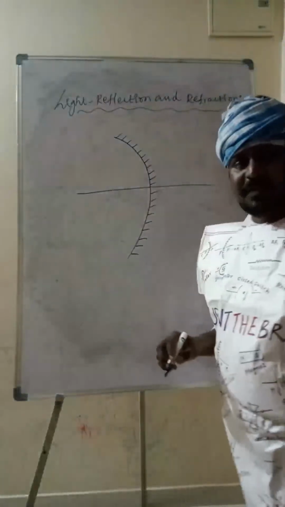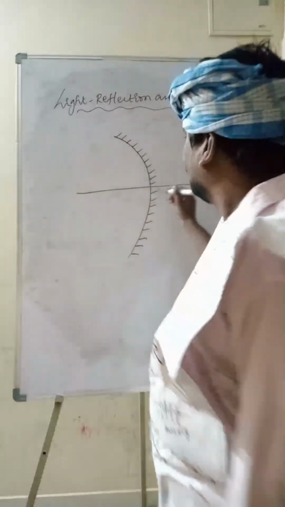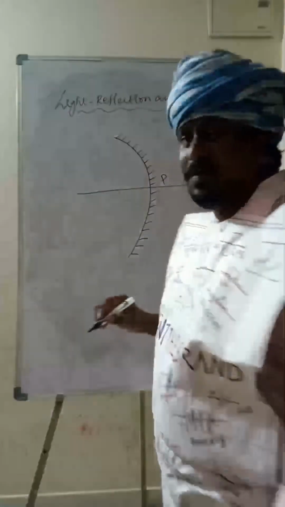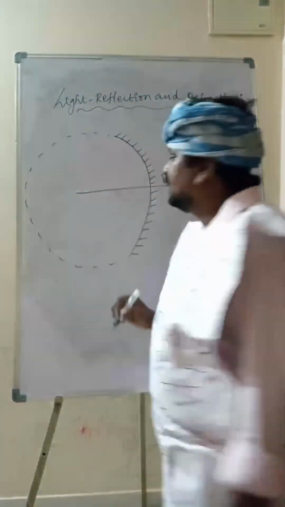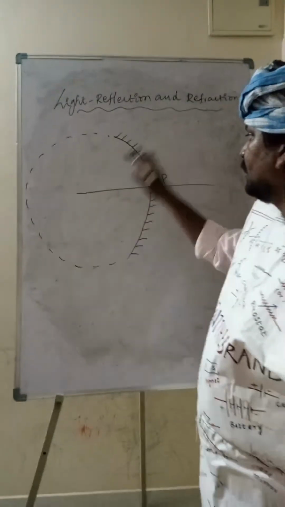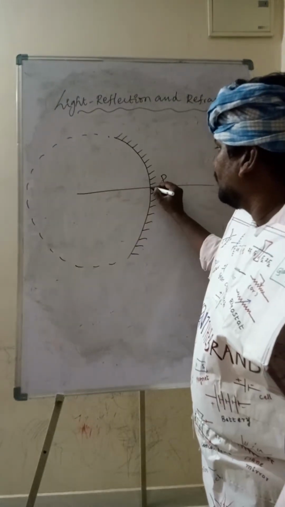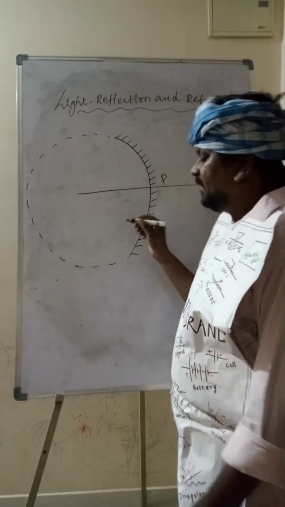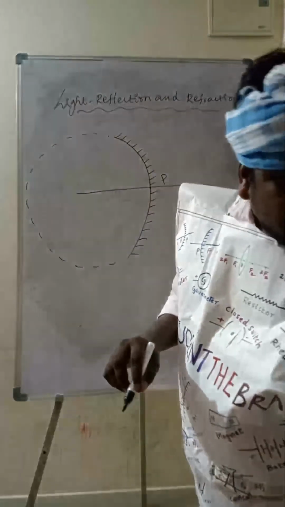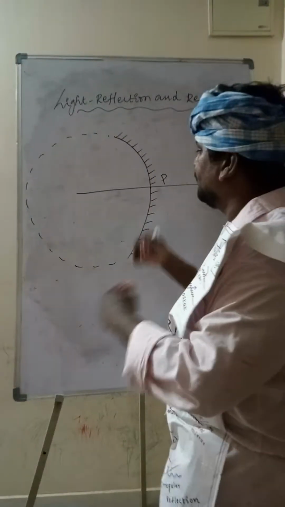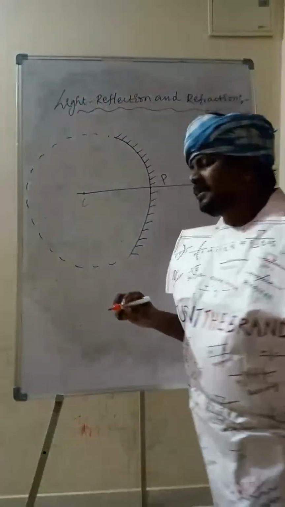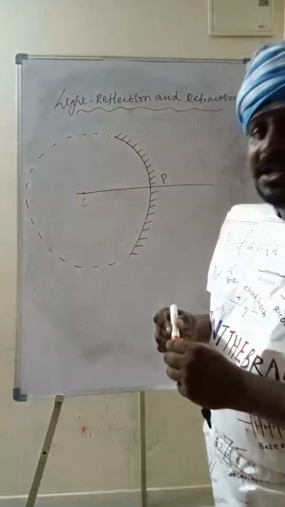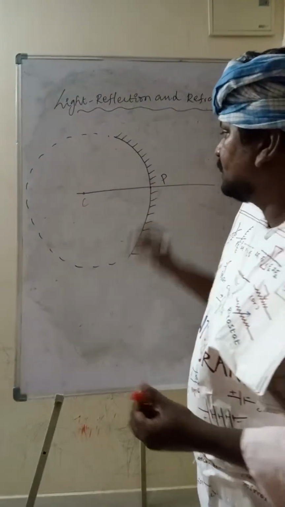The midpoint of the mirror is called pole. Actually, the mirror is a part of a sphere. The center of the imaginary sphere of which the mirror is a part is called center of curvature.